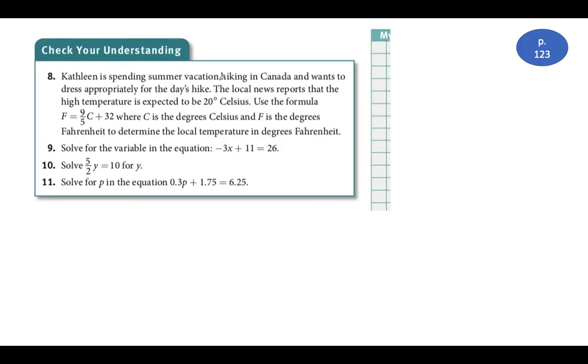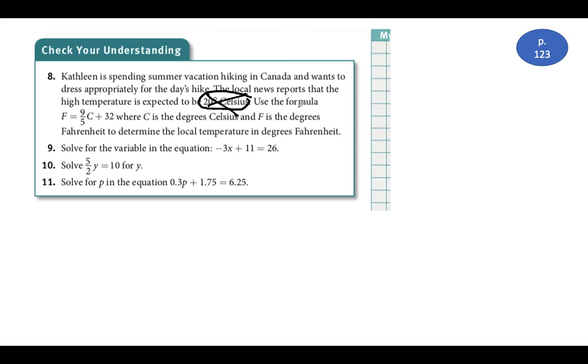Kathleen is spending summer vacation hiking in Canada and wants to dress appropriately for the day's hike. The local news reports that the high temperature is expected to be 20 degrees Celsius. Oh, Celsius. We don't do Celsius. So there's a formula, and this is it, where we can convert Celsius to Fahrenheit. This problem is kind of lame because you're just plugging in and simplifying. This is more of an order of operations problem. So I'm going to change it to make it a little harder.